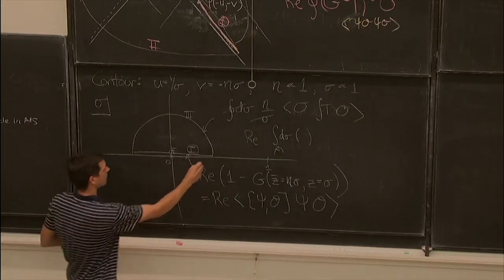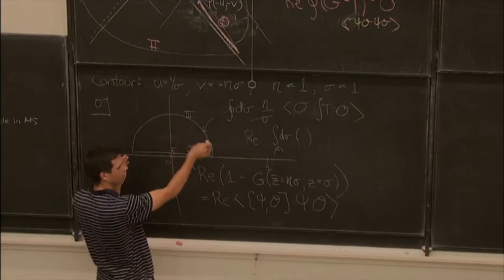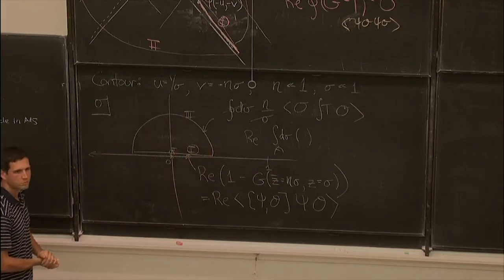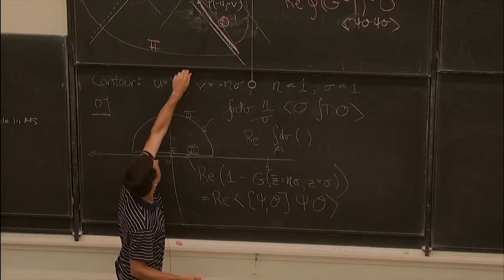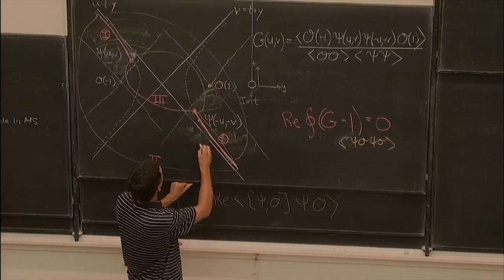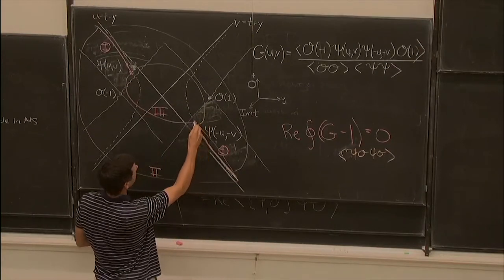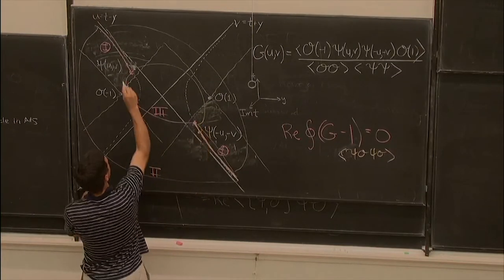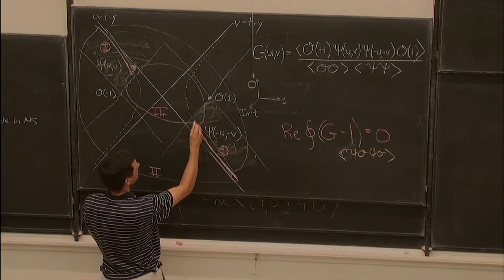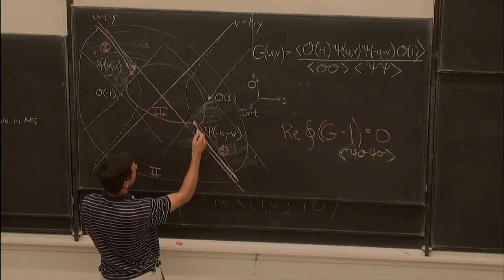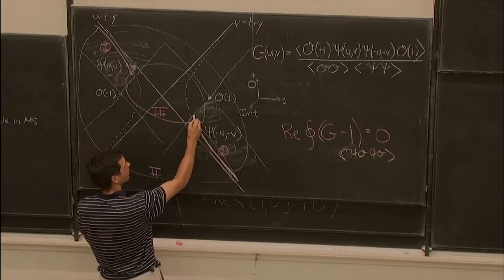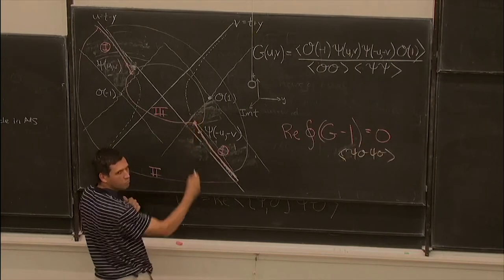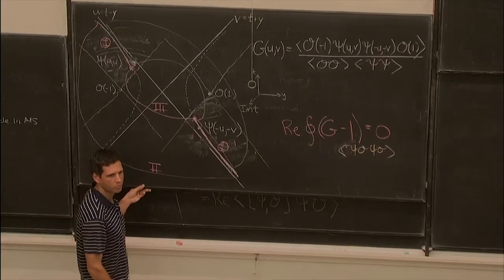Yeah, the sigma on the radius of the semicircle. But what does it translate to in terms of the position of part three? It means that we have to do this loop in such a way that we don't come too close to this branch point on that loop.